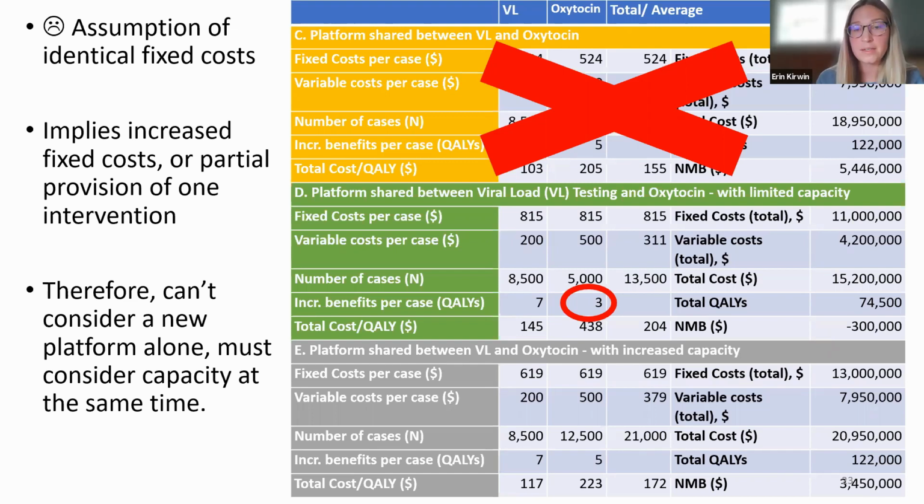So next, let's consider a scenario where the capacity of the new platform is increased. So that's done here where we increase the fixed costs, but this could also mean that we have more capacity and we can provide both interventions as before. This results in a positive net monetary benefit. So without jointly considering platform capacity alongside investing in new platforms, the incremental net monetary benefit of 3.8 million wouldn't be realized. So this demonstrates the need to consider multiple types of horizontal interventions simultaneously through the diagonal approach.